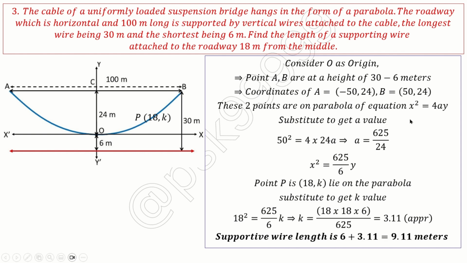Now you substitute one of these points into x square equals 4ay, and you get the value of a. a is nothing but 625 divided by 24. So this is my parabola.